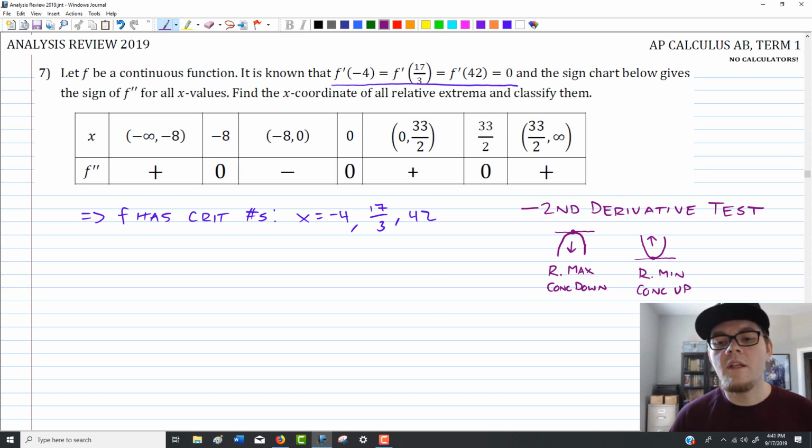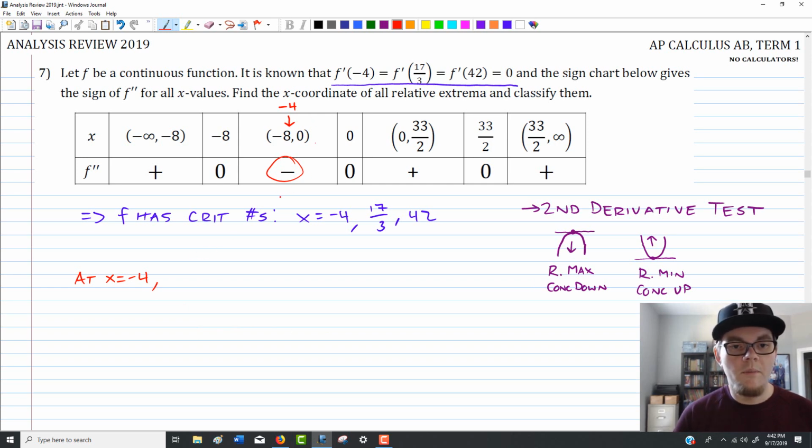So in order to do this, we're going to need to apply the second derivative test multiple times. So let's start with x equals -4. The first thing I need to do is figure out what interval I'm in, and I see that -4 is going to fall right in here. Down there, what I see is the second derivative is negative. So if we've got a negative second derivative, that means our function is going to open down like so, which tells me we have a relative maximum. So at x equals -4, we have a local max.